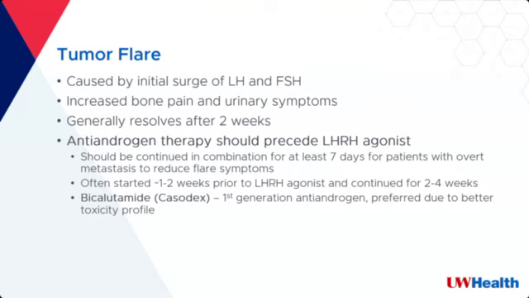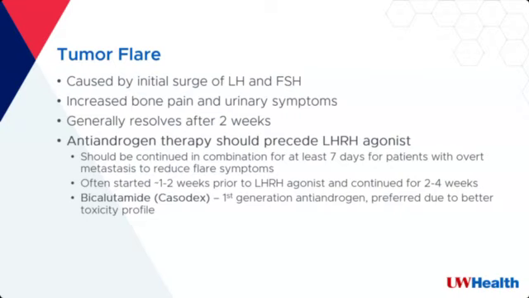So talking a little more about that tumor flare that I mentioned, it is caused by that initial surge in LH and FSH. This can present as increased bone pain and urinary symptoms, and typically resolves in about 2 weeks. In order to combat this tumor flare, if we're starting with an LH-RH agonist, we typically want to use an anti-androgen or a first-generation anti-androgen lead-in to the agonist.